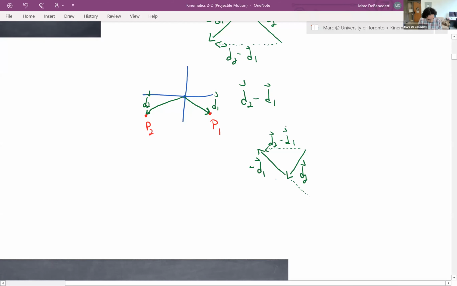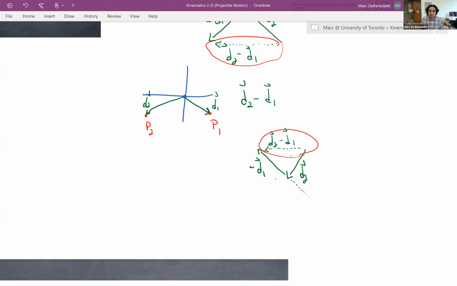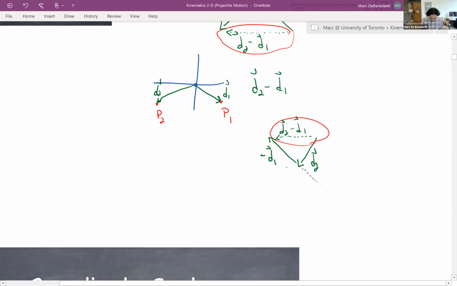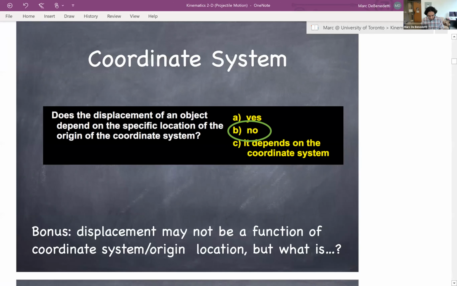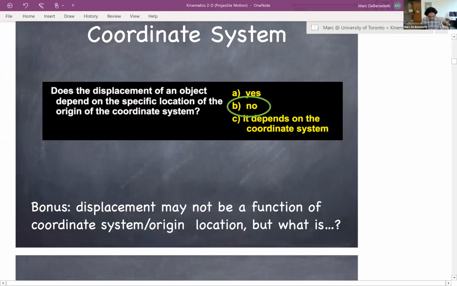Now you see in both cases that my d2 minus d1 is the same. So that's more of a mathematical demonstration. Another way to think about it is the distance between my house and UTM is just the distance between my house and UTM. It doesn't matter whether I call Ottawa 0 or Kingston 0 or my house 0 or UTM 0. The distance between 2 points is not a function of what we define to be 0. So the answer there is no. The coordinate system does not impact the displacement at all.